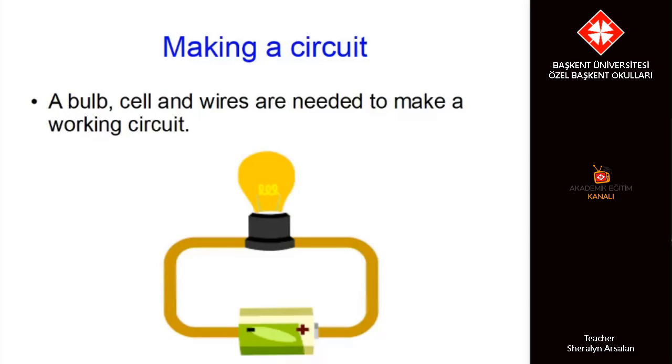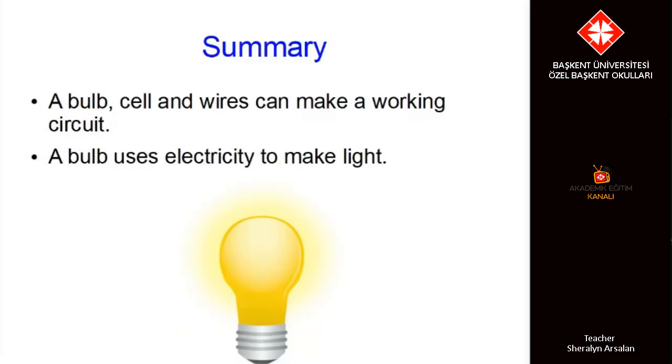Making a circuit. A bulb, cell, and wires are needed to make a working circuit. Take a look at the picture. You can see a bulb, a cell, and some wires. So, to make a working circuit, we need a bulb, cell, and wires. A bulb uses electricity to make light.